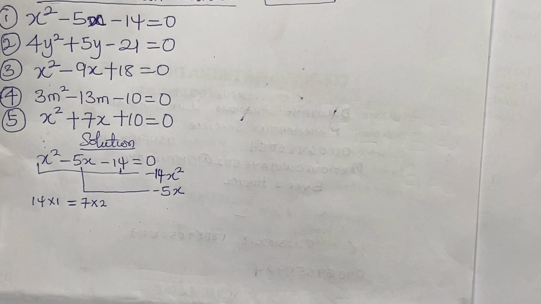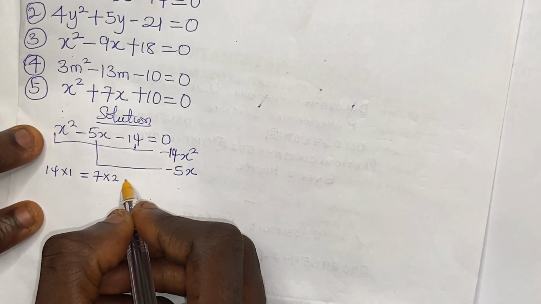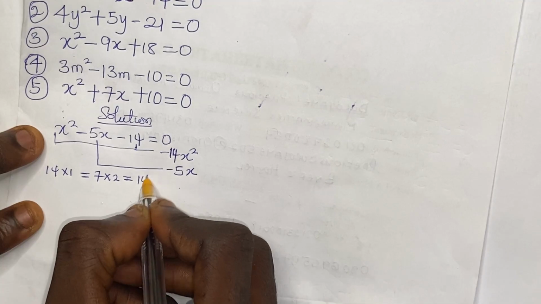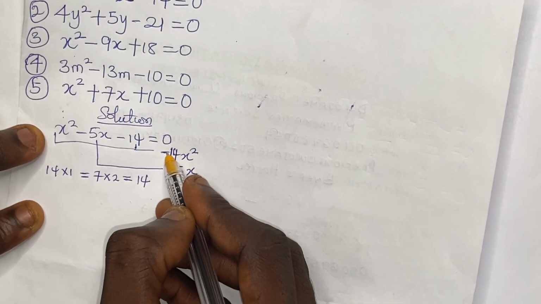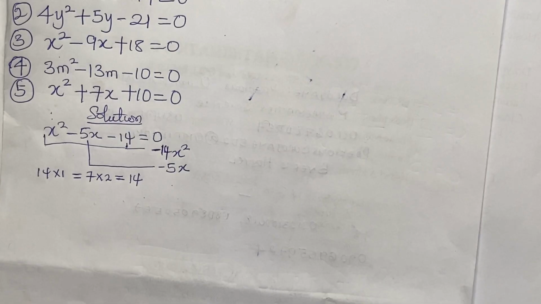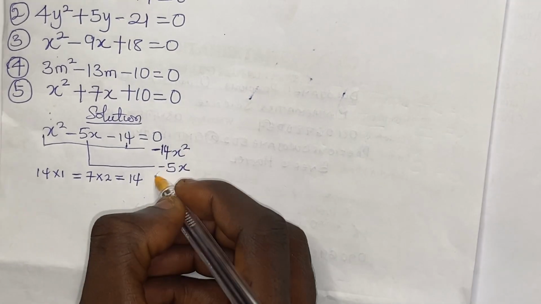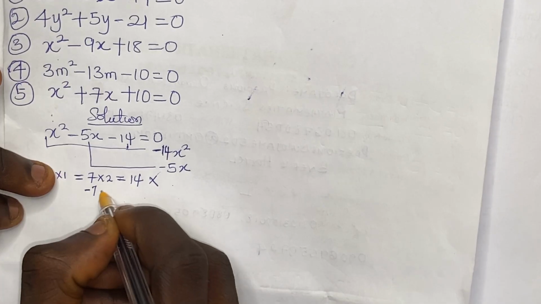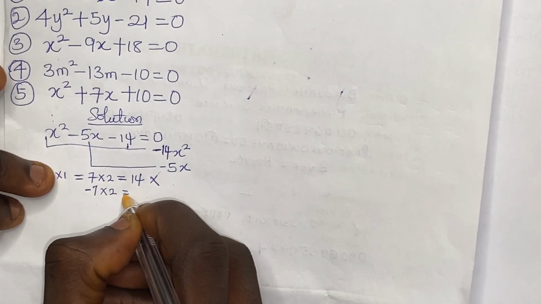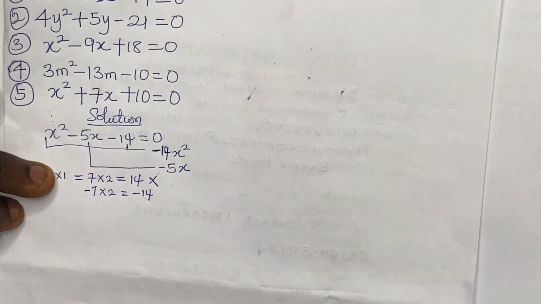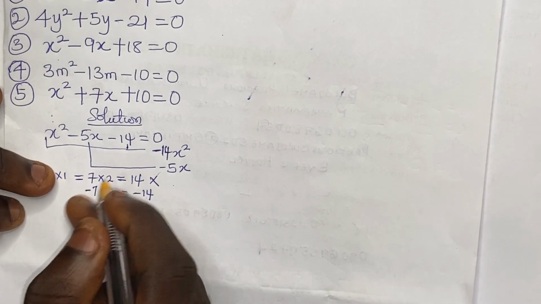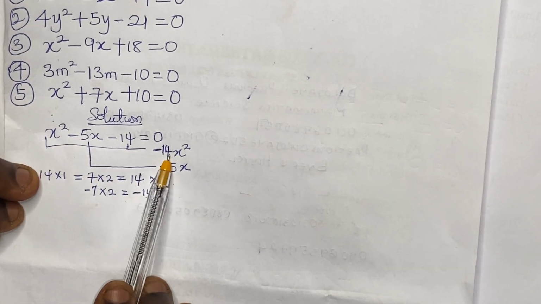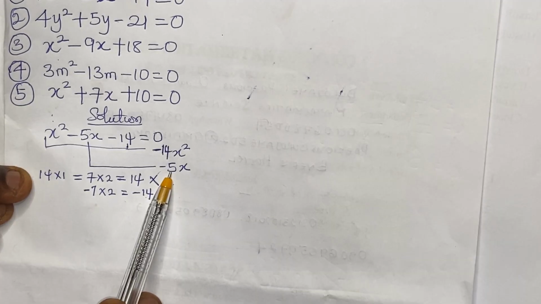Now, after getting the factors, look at it this way. If I multiply 7 times 2, I will get 14, not minus 14. I need a number that will give me minus 14, but 7 times 2 is 14. So that means I can't use this particular pair. Now, let's change the sign. Let's say minus 7 times 2. That will give us minus 14. You can see that it is correct. Don't forget I said the numbers you multiply together give you minus 14, and when you add them up, you should get minus 5.